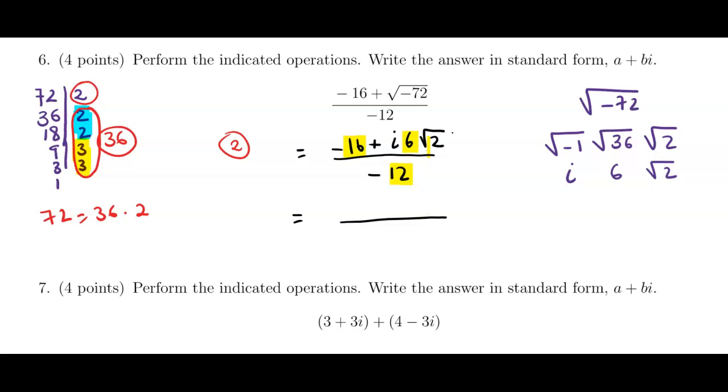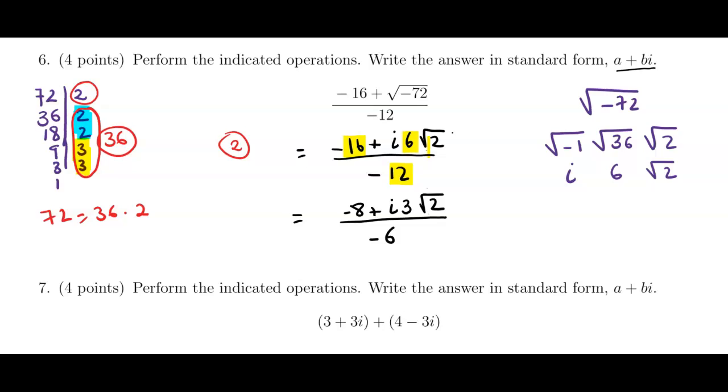16 divided by 2 gives 8, so you write minus 8 plus i. 6 divided by 2 is 3. Radical 2, you don't touch it. And 12 divided by 2 is 6, so it's minus 6. There is nothing else to do. They ask you for a plus bi. This is a valid answer, by the way. This is a simplified answer.